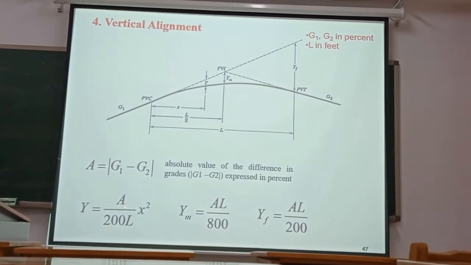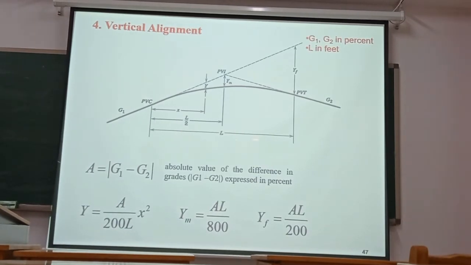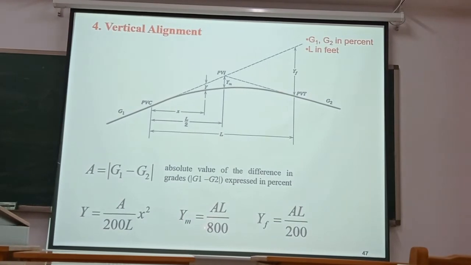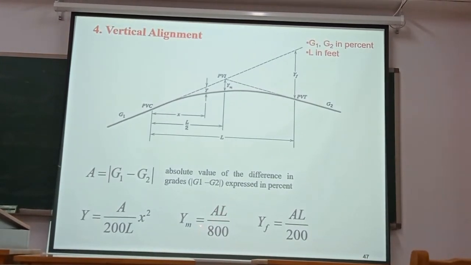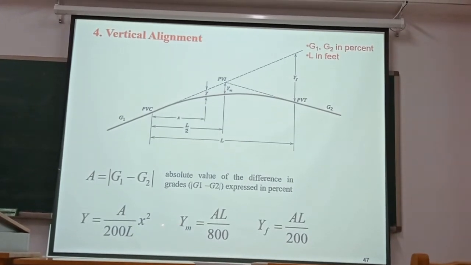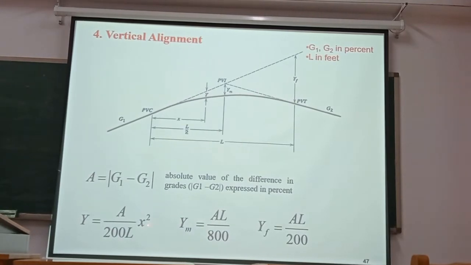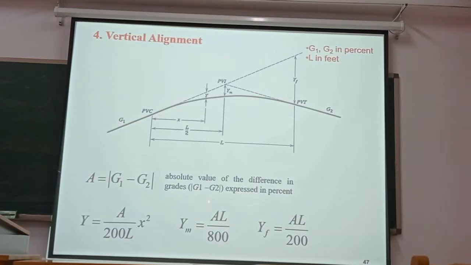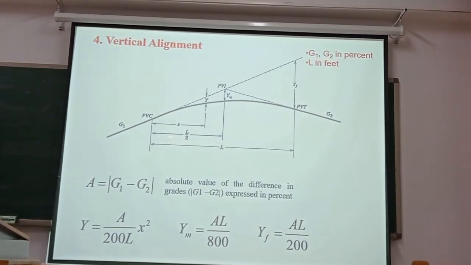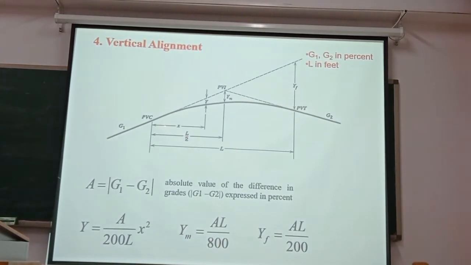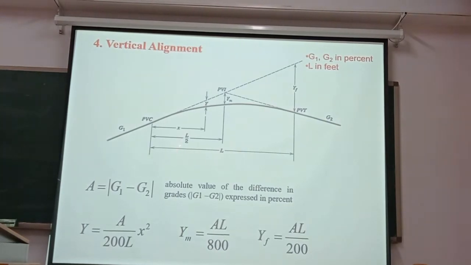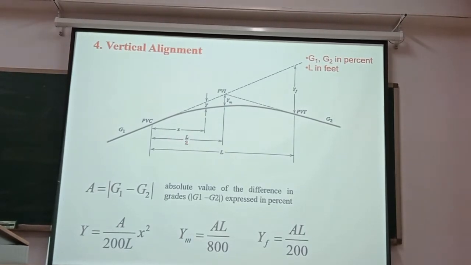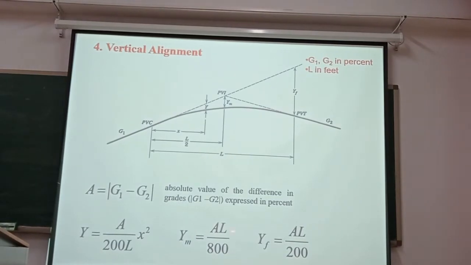X and L we know, and Ym is 8 multiplied by L and divided by 800. We let X be equal to L divided by 2. Just like this, we can get Ym. Let X be equal to L divided by 2, and we can get Ym.